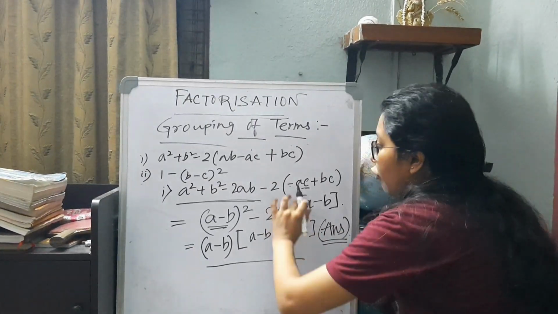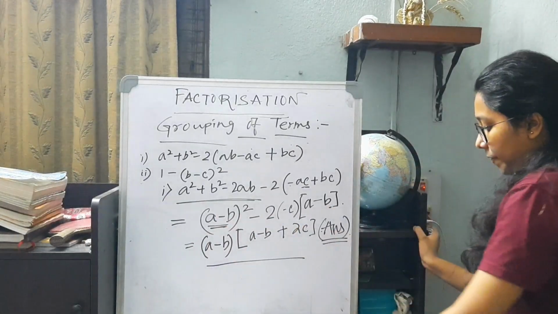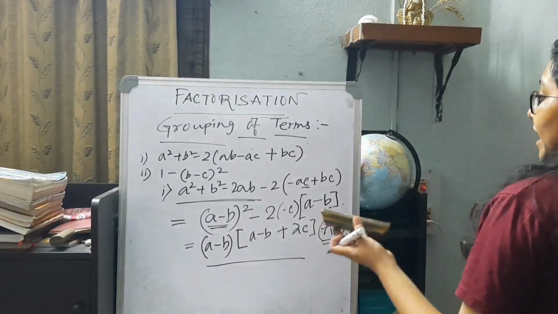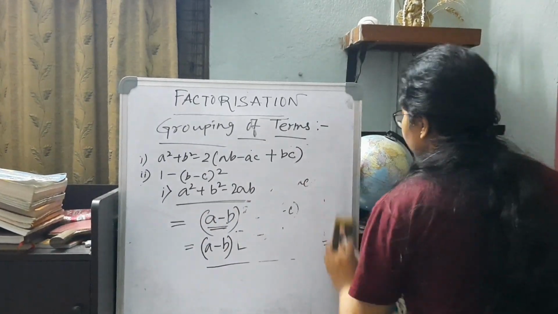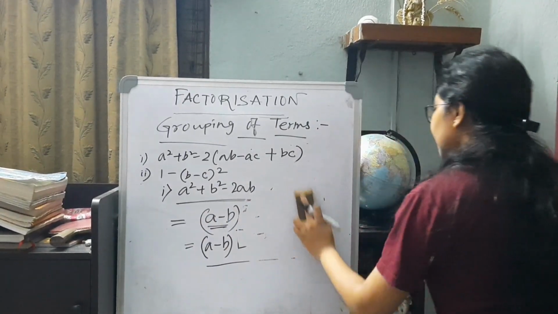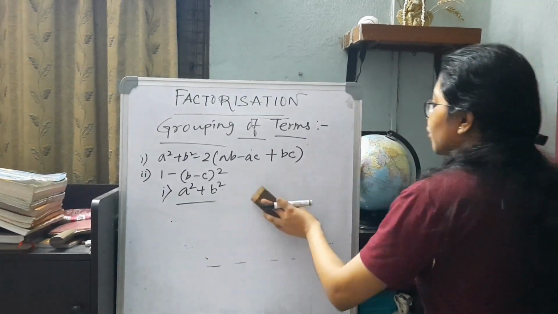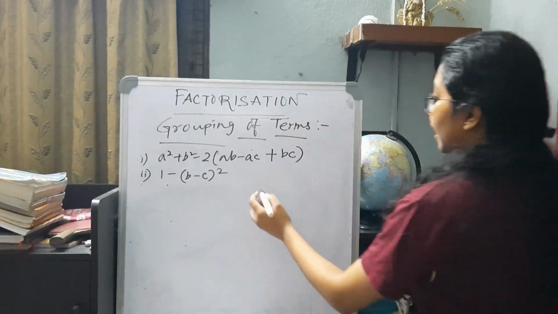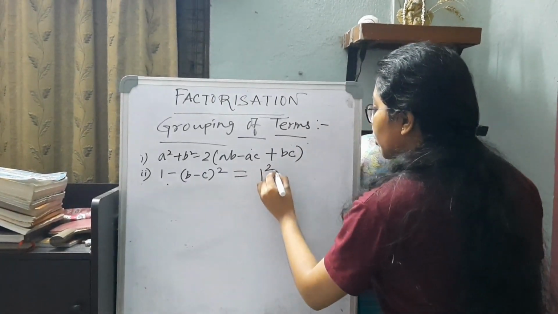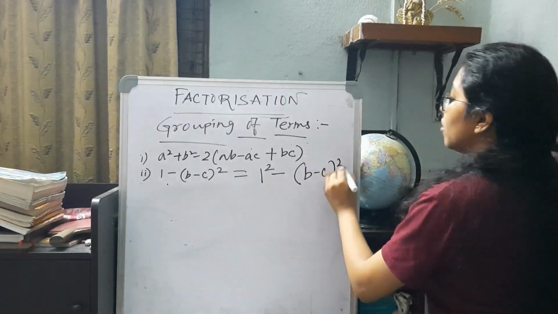We just had to do this, and then try to get this a minus b here. Now the second question, which is 1 minus of b minus c whole square. If we look at the second question very carefully, we can see that it is of the a square minus b square form. That is, if I consider it to be 1 square minus of b minus c whole square.